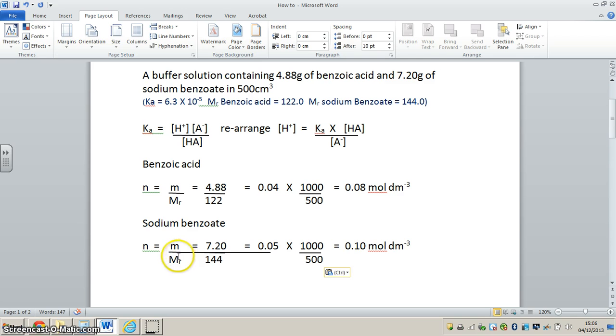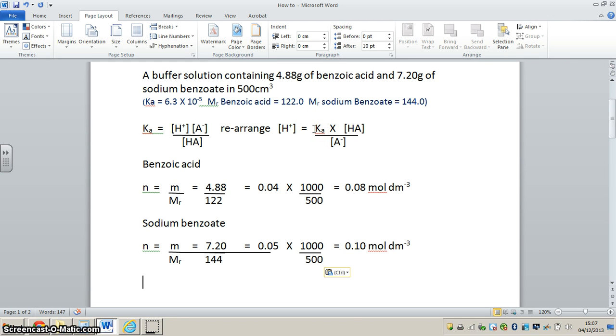Do exactly the same for sodium benzoate. So here we have the general expression, substituting in the values, and we get a final concentration of 0.1 mole per decimeter cubed with respect to sodium benzoate. So now what we need to do is look at this equation, and we need to remember a few things we need to know about buffer solutions.